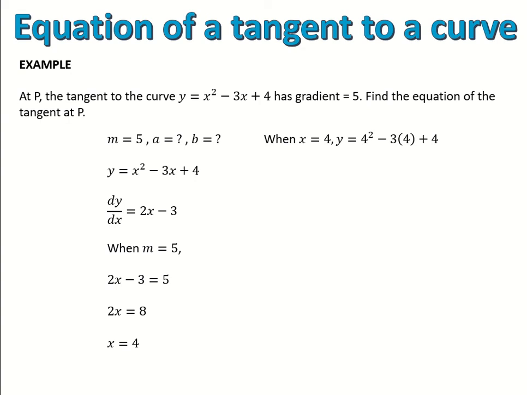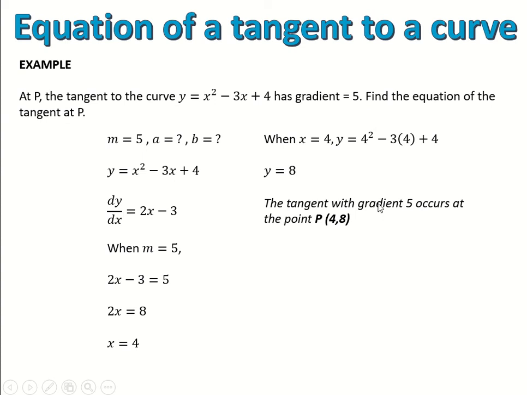But the idea is now that we don't have our b value, but we know that there's a value where x is equal to 4 on this curve, okay? And if we can substitute it in, then we'll find out what y equals. So when x equals 4, y will equal 4 squared minus 3 times 4 plus 4, which is equal to 8, and that's our full coordinate. Okay, so the tangent with gradient 5 occurs at the point (4, 8).